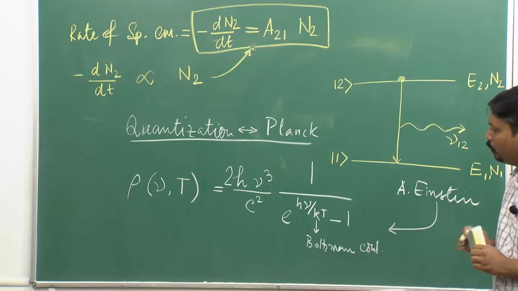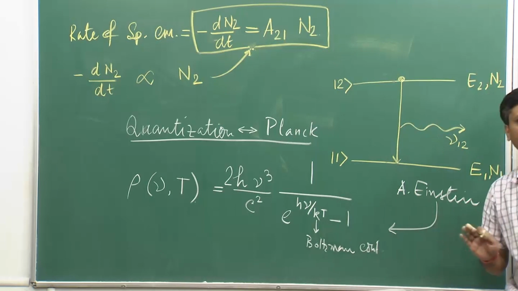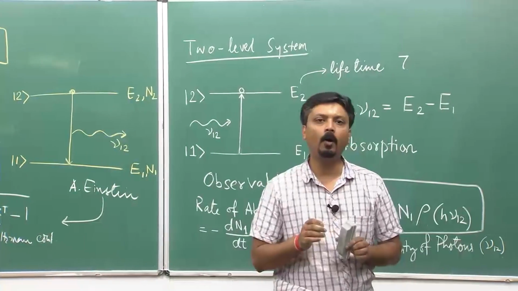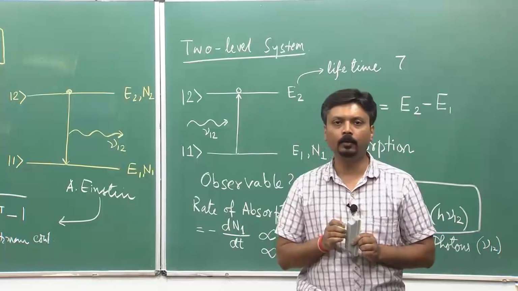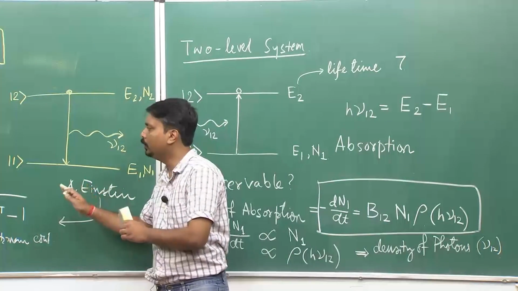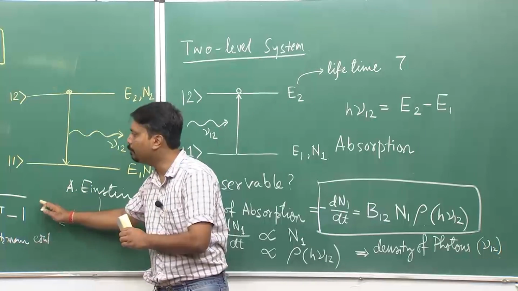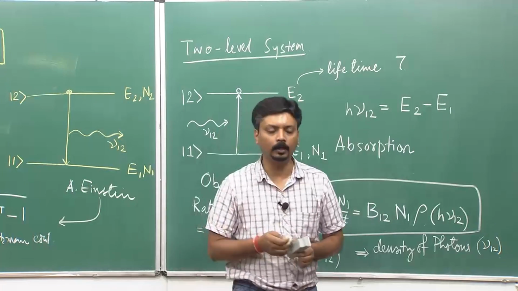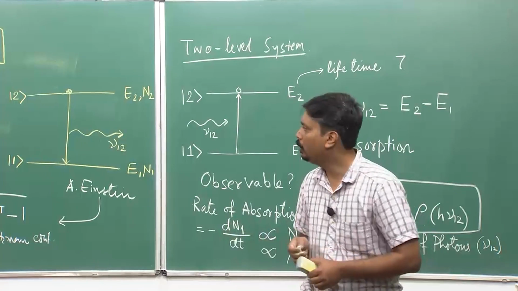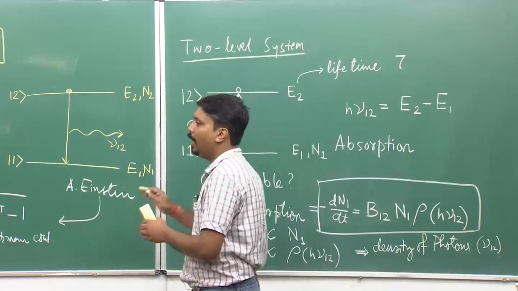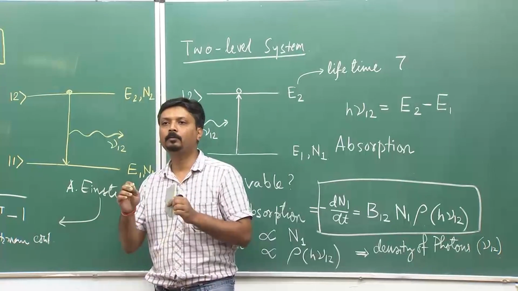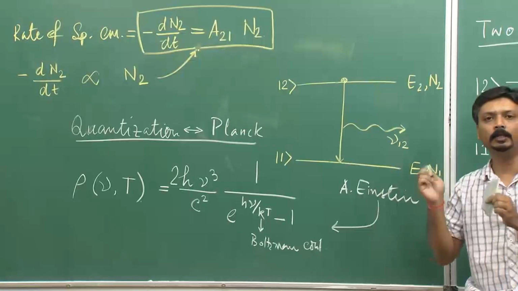So, we will stop here today, and in the next class we will start looking at how actually Einstein solved this problem and got to the same form of Planck's expression, Planck's law, by treating the black body as an ensemble of this kind of two level oscillators.